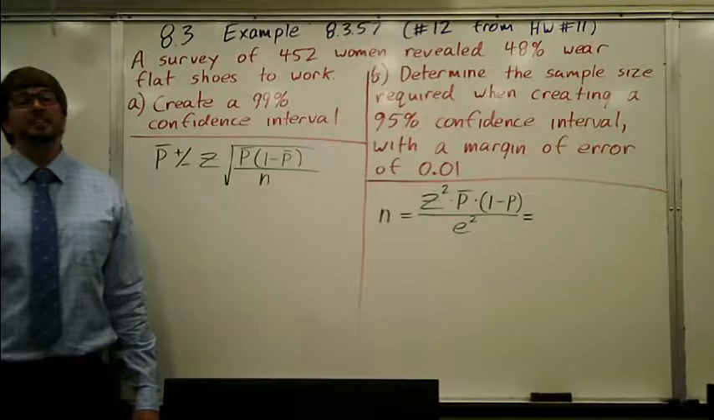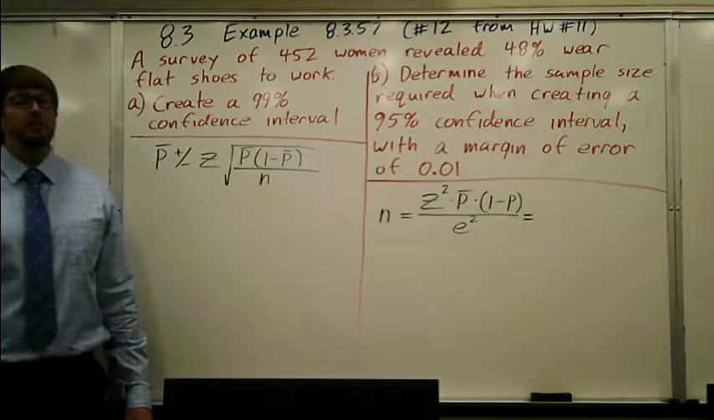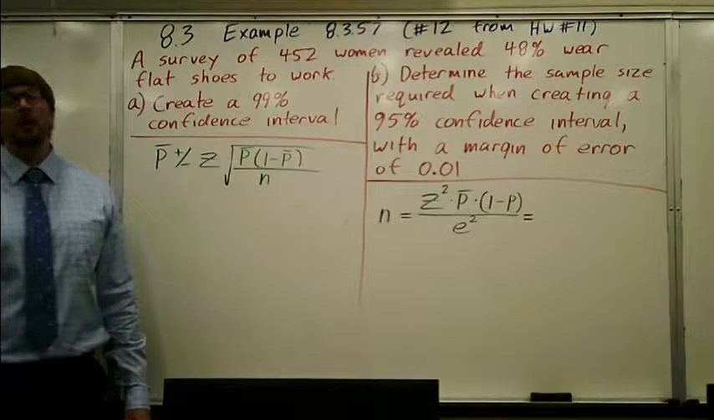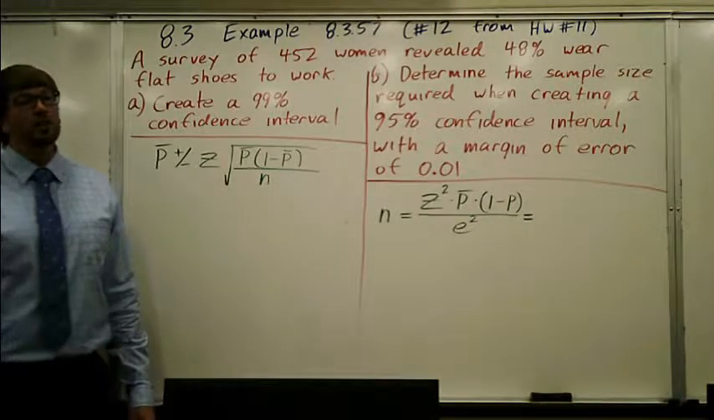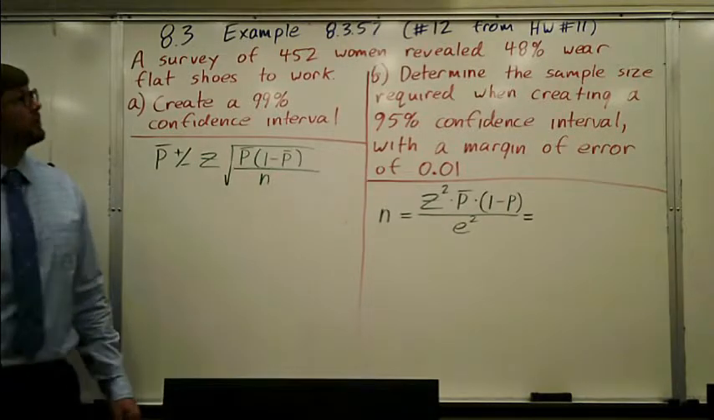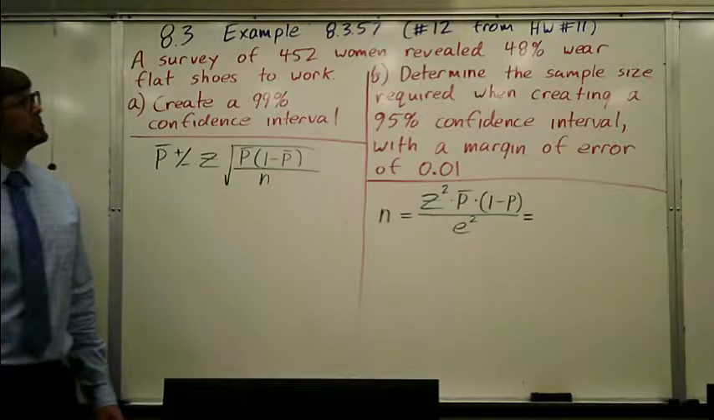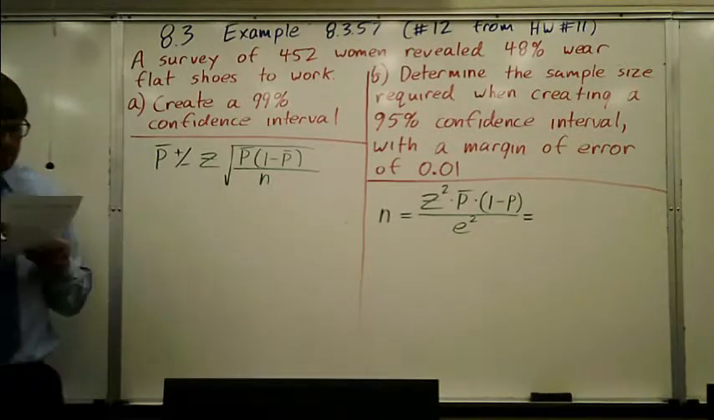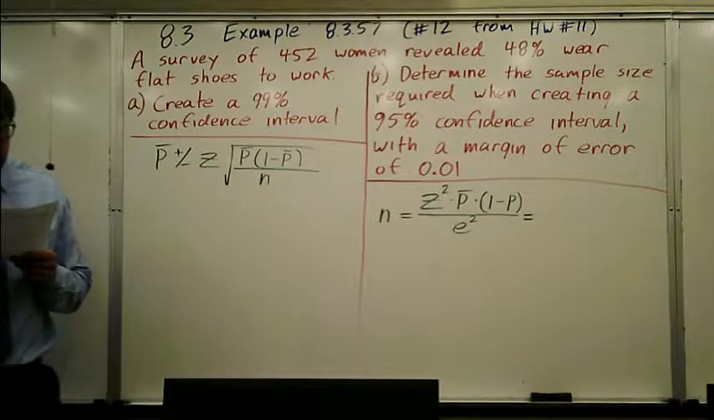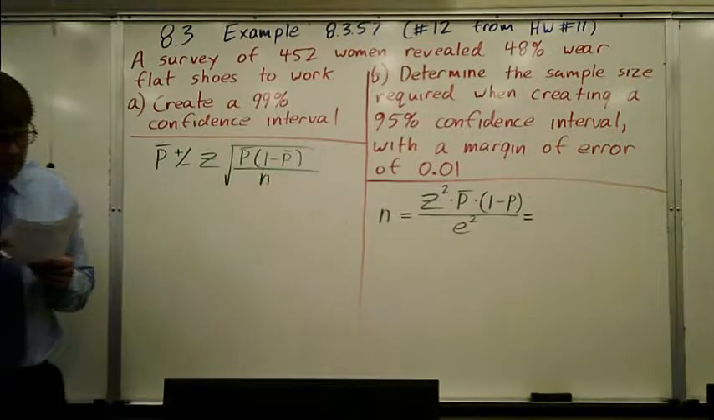Alright, let's check out an example where we want to calculate the sample size necessary to estimate a population proportion with a certain margin of error. So we're going to check out 8.3.57 from your MyMathLab or your MyStatLab homework, which is number 12 from your 11th homework assignment. So the problem reads, a survey of 452 women revealed that 48% wear flat shoes to work.